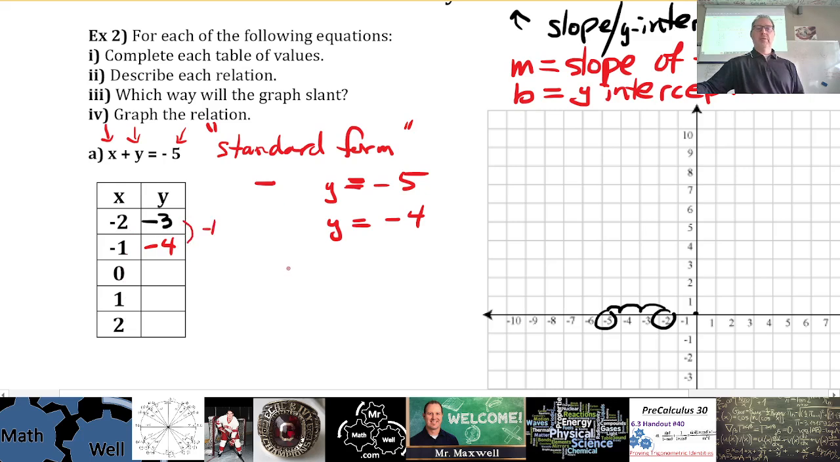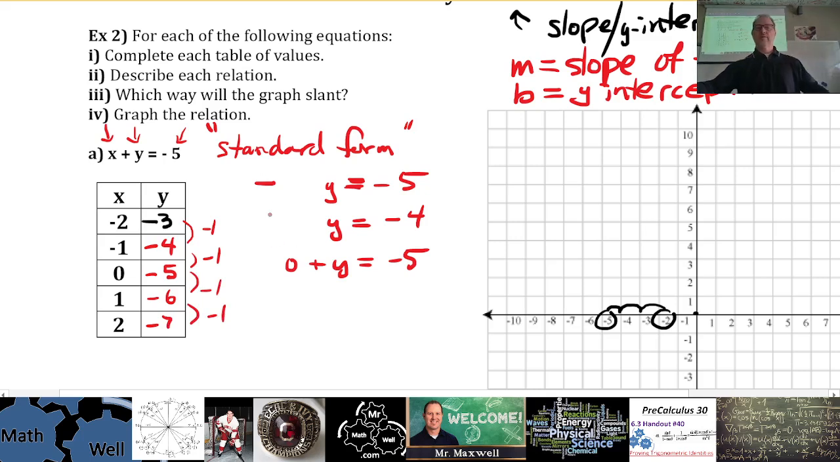We go -1. Let's just double check. So 0 plus y equals negative 5. So y is negative 5. Yeah. Okay, so we are subtracting 1 each time. Negative 6, negative 7. You guys okay with that? Awesome.